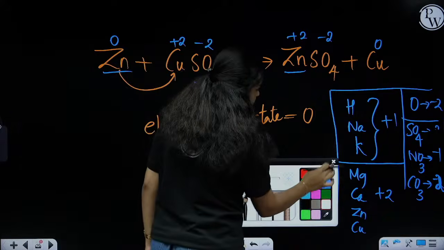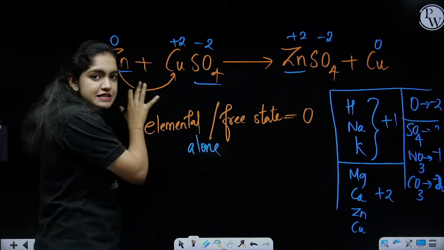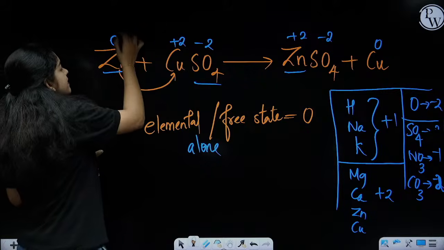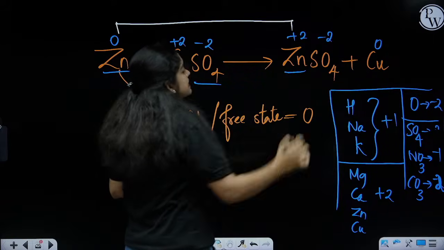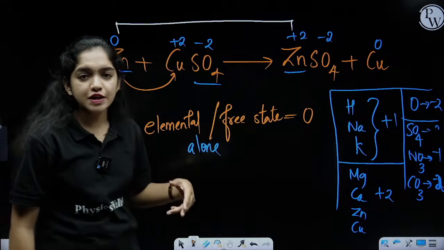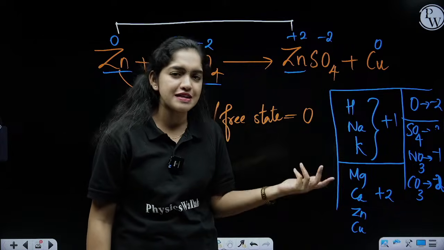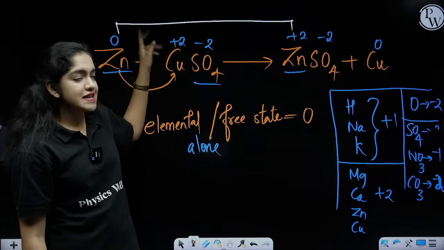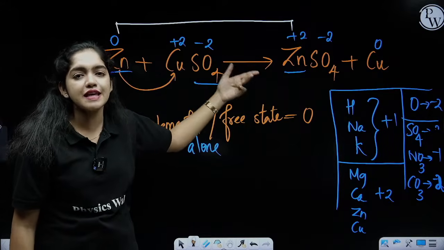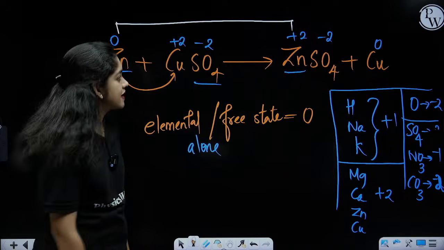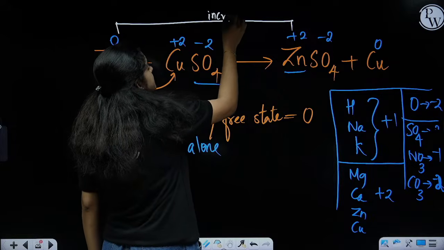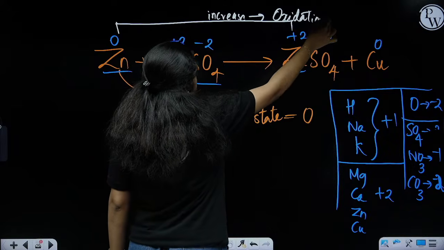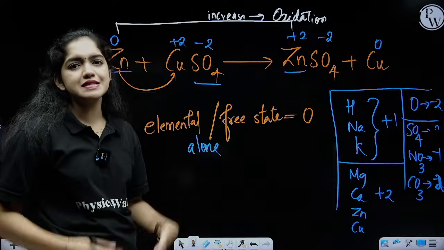How will we mark the oxidation and reduction? What happened to the zinc? In the starting, just look at the left side. In the starting, zinc has a 0 charge, and after becoming the product, it changed into a +2 charge. So the 0 changes to +2. What happened to the charge? Is it increased or decreased? The oxidation number is increased. The oxidation state changed from 0 to +2, so we can write increase. When the oxidation number is increased, it is known as oxidation.